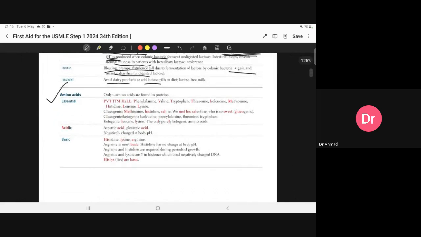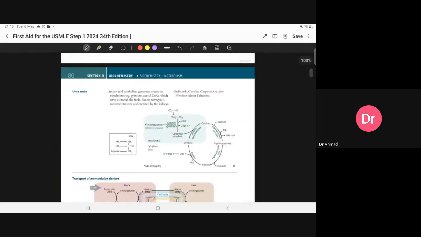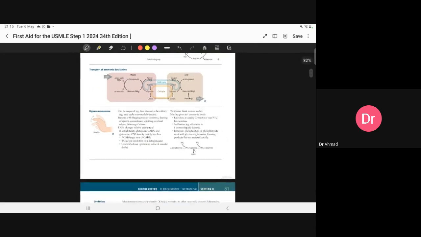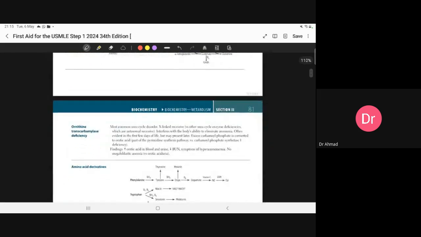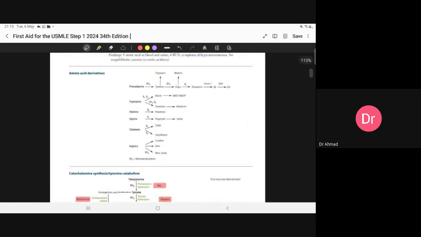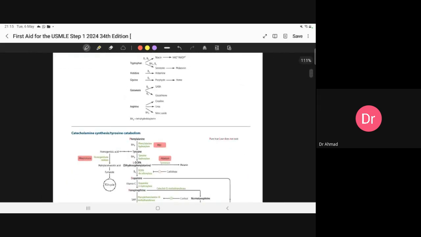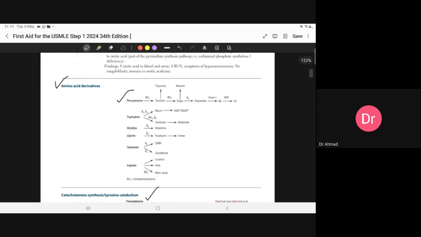And these amino acids, essential, acidic, basic, I will not go through them because they are not that important. The main things I'll tell you. Urea cycle, we will cover it with your pyrimidine synthesis, because that's very linked to it, so it will make more sense to you guys. So I'll cover it with your pyrimidine synthesis. This can be important, amino acid derivatives. We will talk about this process in detail.